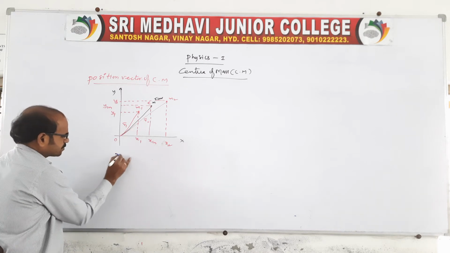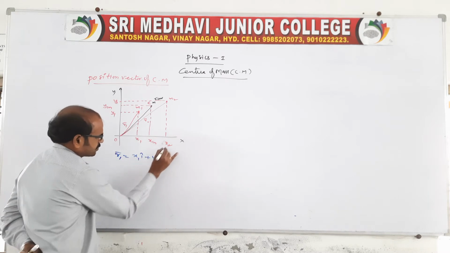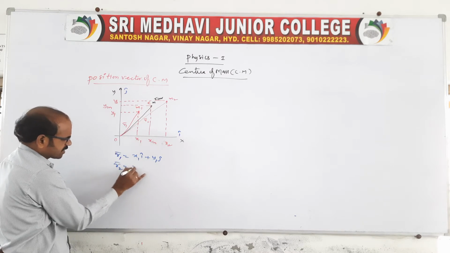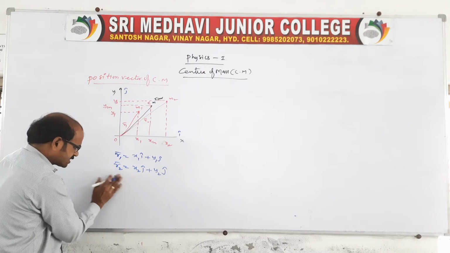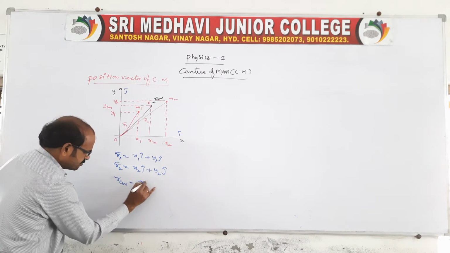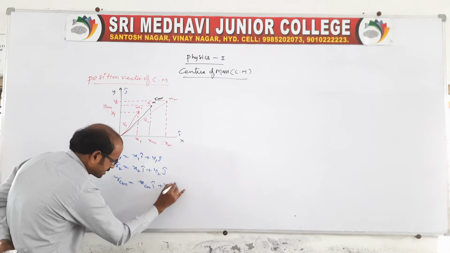Suppose r1 is the position vector, that we can say x1 i cap plus y1 j cap. This is represented as i and this as j. You take r2 position vector x2 i cap and y2 j cap, and RCM you write here. RCM is nothing but xcm i cap and ycm j cap.